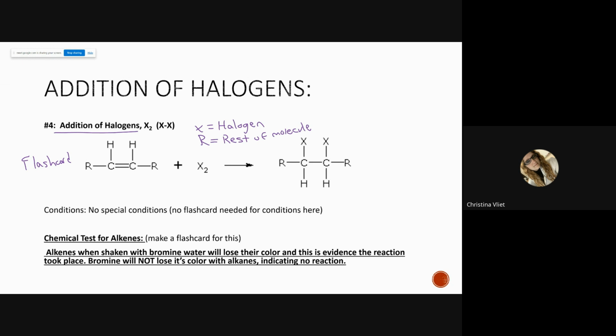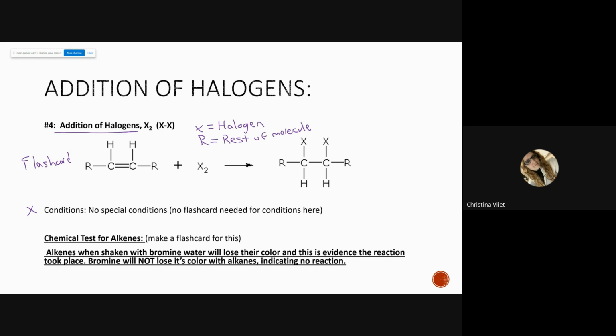When I add a halogen to an alkene, there's only one way you can do it. Add a halogen to the carbon on one side of the double bond and add a halogen to the carbon on the other side of the double bond. There's a little bit of good news here. There's no special conditions for you to memorize, so you don't need to make a flashcard on that. No flashcard necessary, because they won't ask you for that. No special conditions here.